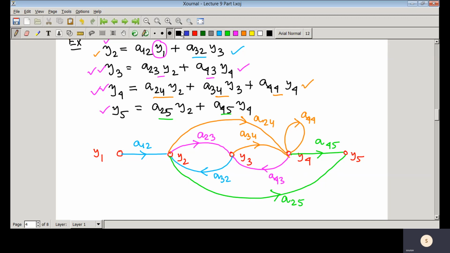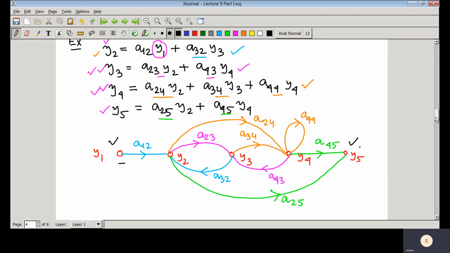And from here you can see how to represent a set of algebraic equations in the form of a signal flow graph. Here this is Y1, this is the input node, and this is the output node. And you can see that signal starts flowing from this particular point to this point.